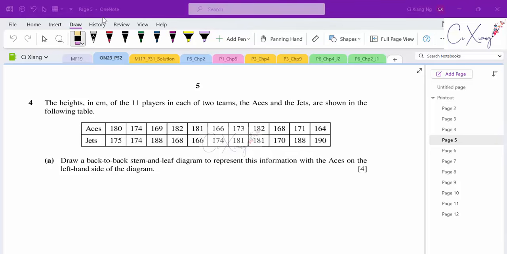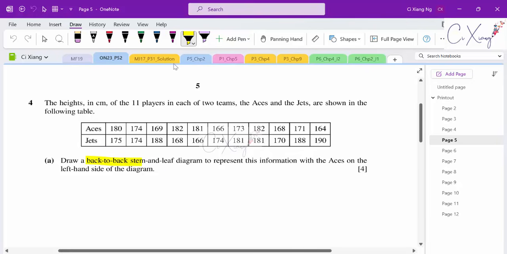Okay, so now we are at question number 4. We are given the heights, in cm, of the 11 players in Aces and also Jets, shown in the following table. So these are all the heights for the players. Okay, so they want us to draw a back-to-back stem and leaf diagram to represent the information, with the Aces on the left hand side of the diagram. So they already mentioned clearly that the Aces team must be on the left.